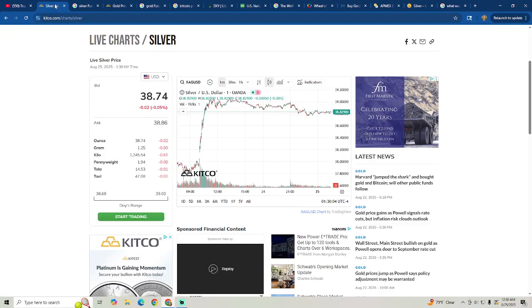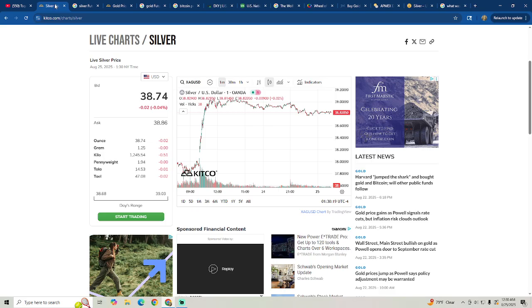There might be a window where you see a little bit of a pullback, but over time, we have seen people come on this channel and complain about silver's never going to even break 20. And if it does, it's only going to break $20 for a month. And here we are now at 38.